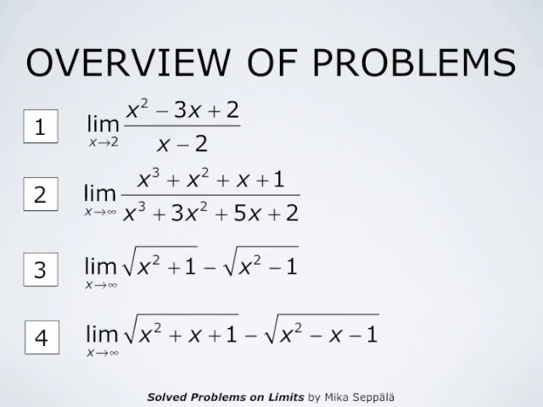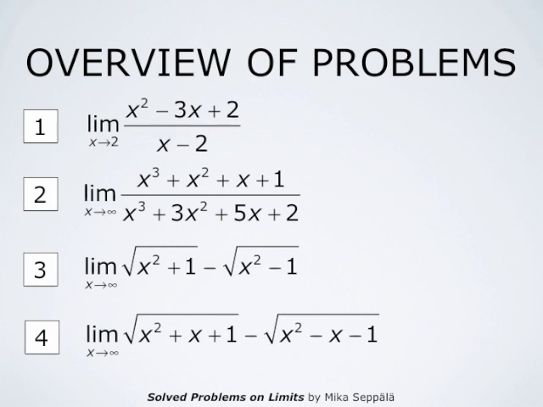Second problem, limit as x approaches infinity, x cubed plus x squared plus x plus 1, and that quantity divided by x cubed plus 3 times x squared plus 5 times x plus 2. Straightforward substitution here yields the infinity divided by the infinity, which is undefined.